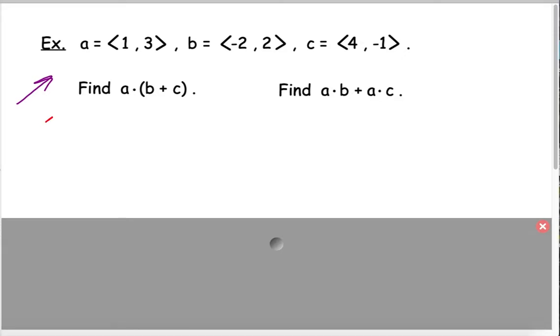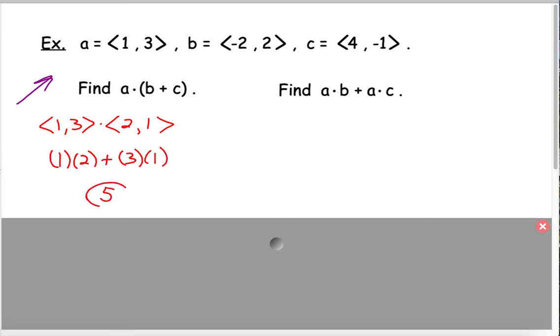So vector A, which is 1, 3, I'm going to do the dot product of, and I'm going to add vectors B and C together. Well, that's going to give me what? 2, and then 2 plus negative 1 is 1. And now do the dot product, 1 times 2 plus 3 times 1, and that should give me 5.